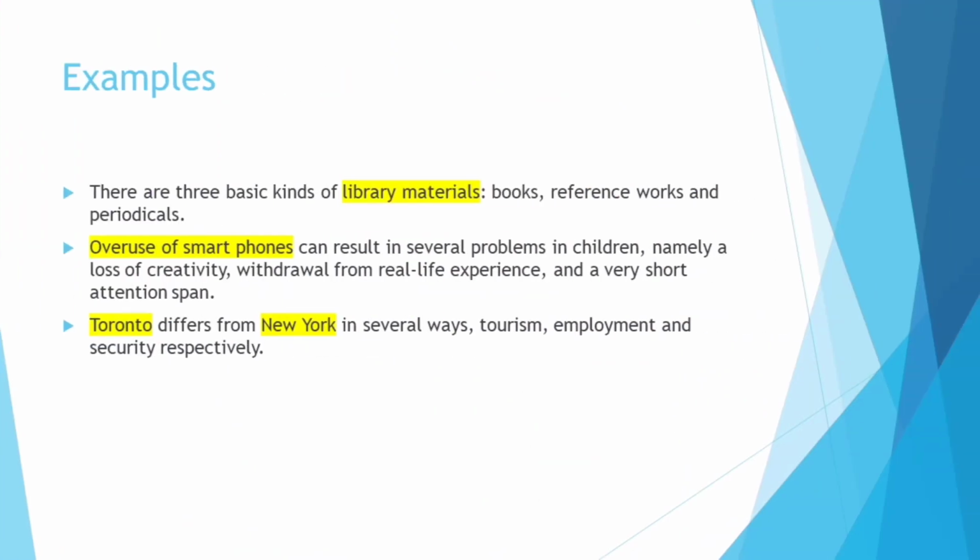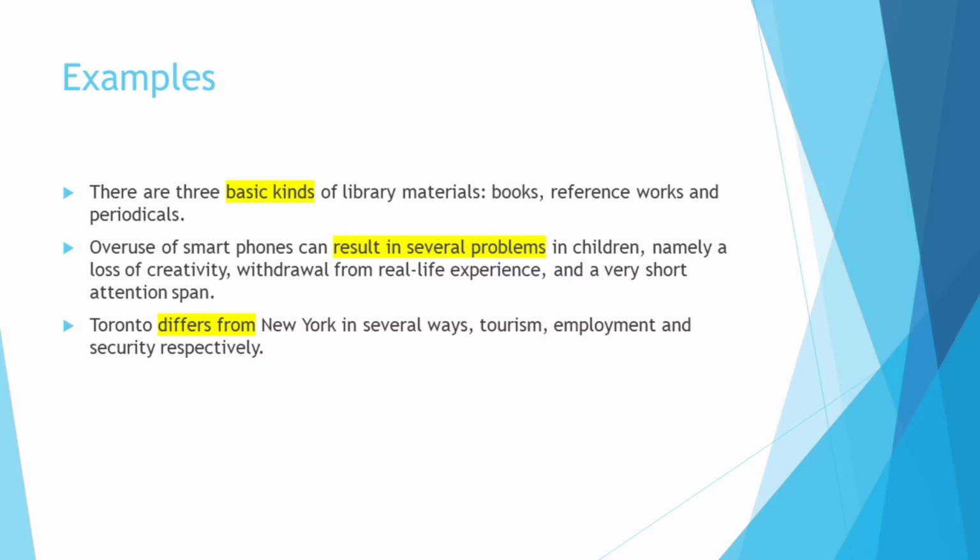Now, the first one, if you remember, you have to clearly say what the main idea is. And these are the main ideas. In the first thesis statement, library materials is the main idea. In the second one, overuse of smartphones is the main idea. And in the third one, which is a comparison and contrast thesis statement, Toronto and New York, the two items that we want to discuss, form the main idea. Notice that the main idea in the thesis statement could be expressed in one word or one phrase, or even separate words in different parts of the sentence.